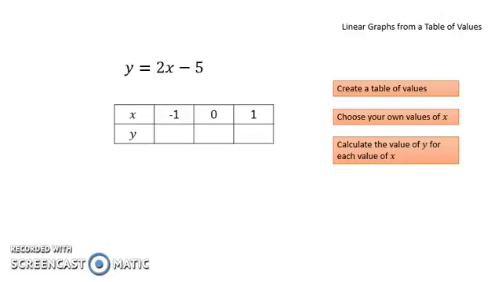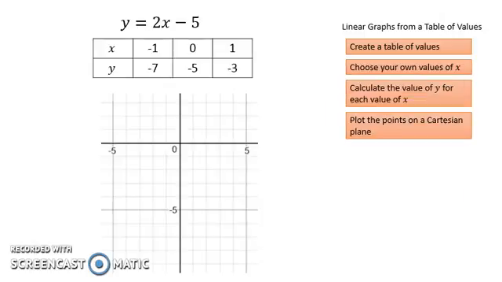Then the next thing we're going to do is we have to calculate the value of y for each value of x. So let's go ahead and do that right now. Our first value is we take 2 times -1 minus 5 gives us -7. And next value, 2 times 0 minus 5 gives us -5. And then finally 2 times 1 minus 5 gives us -3.